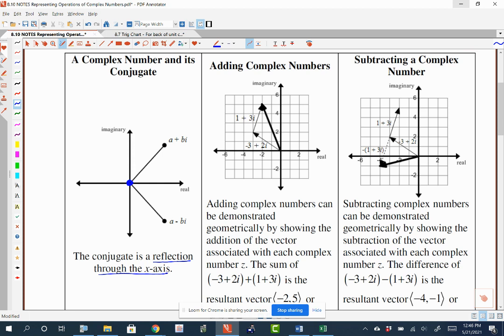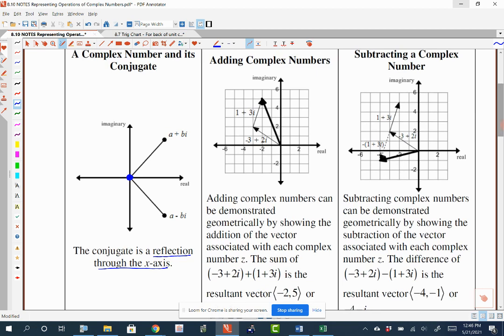When we go to adding and subtracting, we're going to bring in some information that we learned last year. So hopefully this feels a little comfortable from our vectors unit last year. But let's start with adding complex numbers. Let's go ahead and read down below the graph first. It says, adding complex numbers can be demonstrated geometrically by showing the addition of the vector associated with each complex number z. We've seen that z lots before. So here we have the sum of -3 plus 2i and 1 plus 3i.